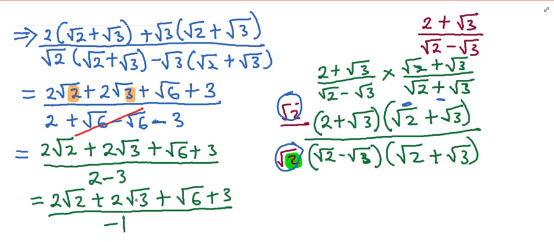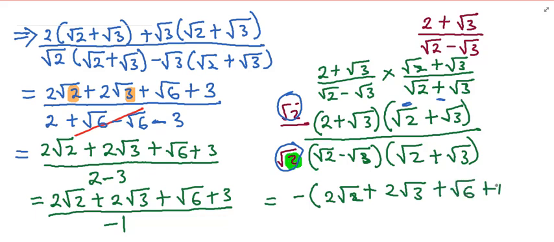You can just simply take the minus up by saying that minus bracket 2 root 2, that's this part of the question, plus 2 root 3 plus root 6 plus 3. Okay, and that is it for this particular class.